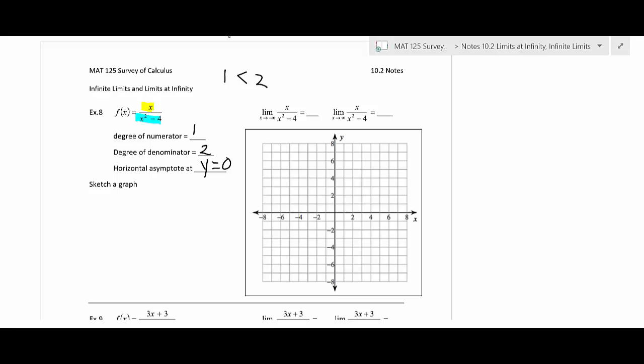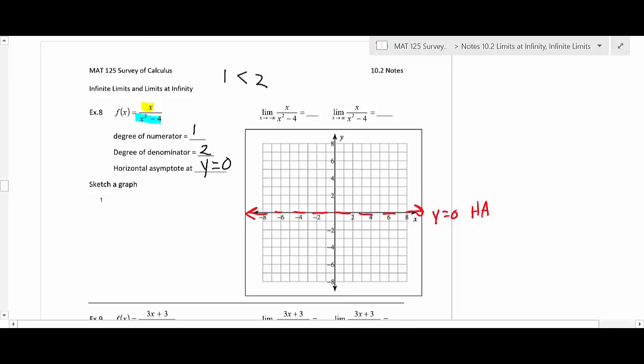Okay? So what I want you to do then is go ahead and just draw, it's really your x-axis. Y equals 0 is really the graph of the x-axis. So that is your horizontal asymptote, like that, okay?